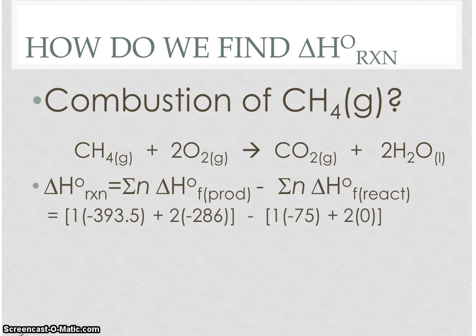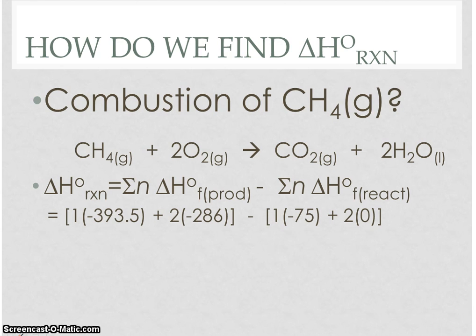So if we look at this particular example, we're going to need to come up with the sum of the enthalpy of formation of the product. So we're going to take 1 times the value of carbon dioxide off the table, which is negative 393.5, plus 2 times the enthalpy of formation value for liquid water on the table, which is negative 286. And we put that all together, and that'll give us the sum of the enthalpy of formation of our products.